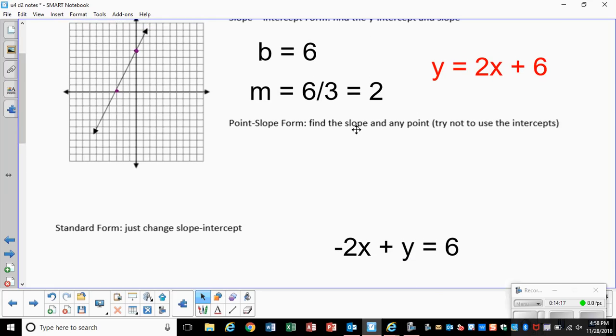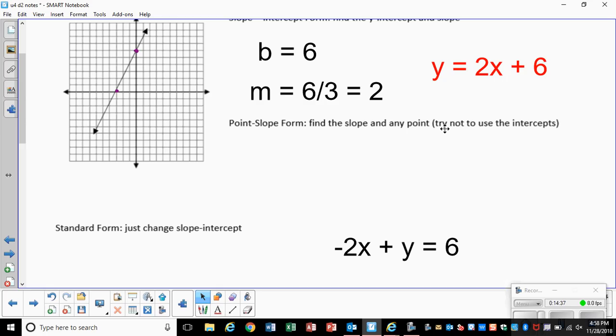Point slope, find the slope, and then use any point. You don't really want to use the intercepts because when you plug in an intercept, you have a 0 in there, and you really want to simplify it because x plus 0 or y plus 0 is just that letter. So we try not to use the intercepts because of the 0 there.